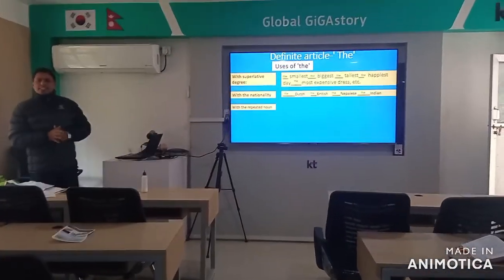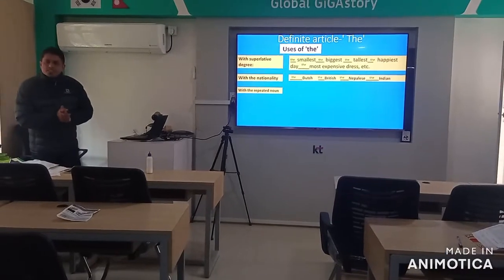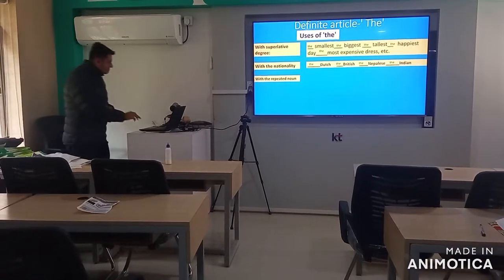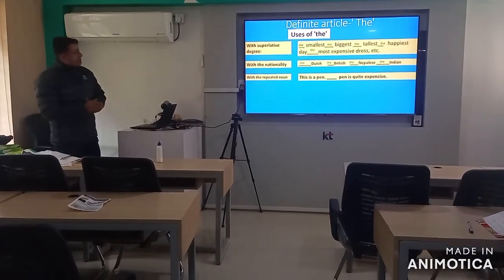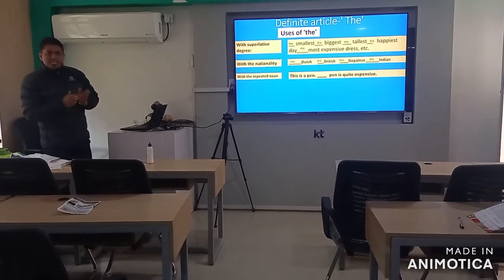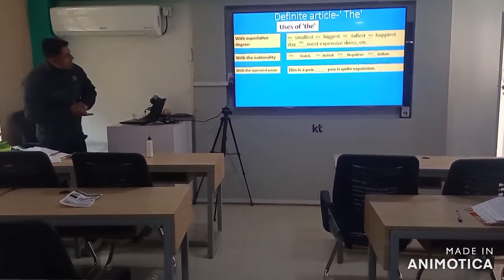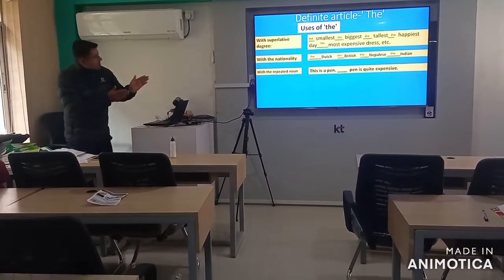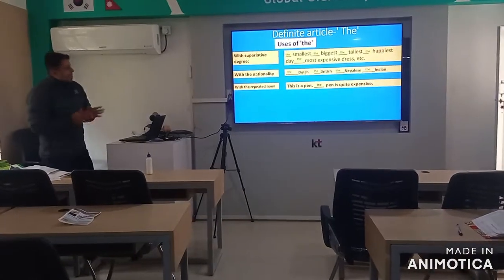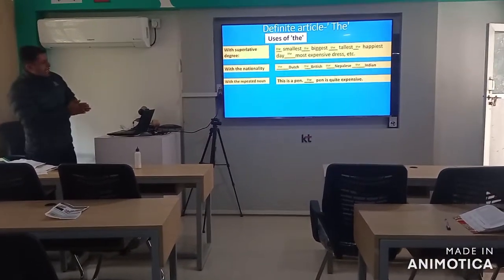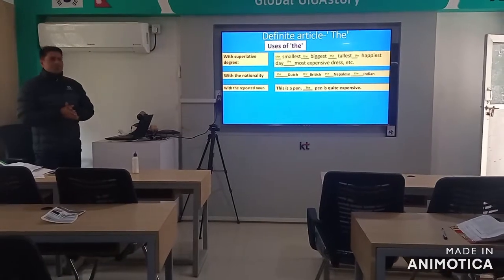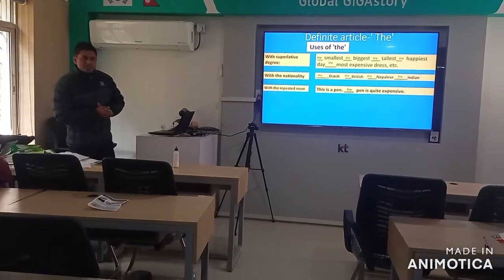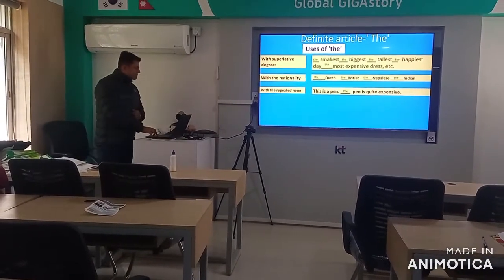With repeated nouns: if the noun is repeated, we use the. First time we use a, second time we use the. Look at here. This is a pen. First time, a pen. Then second time, the pen is quite expensive. The same pen is repeated, so we have to use which article? The. The pen is quite expensive. First time a pen, then second time we use the. Are you getting that? Yes. Any confusion up to here? No. Okay, now let's move further.